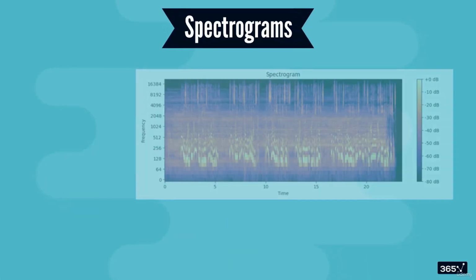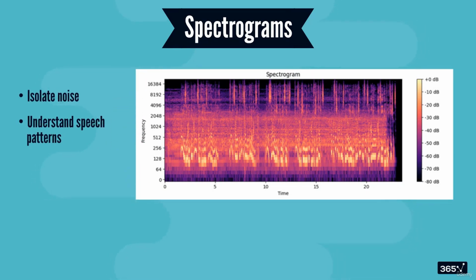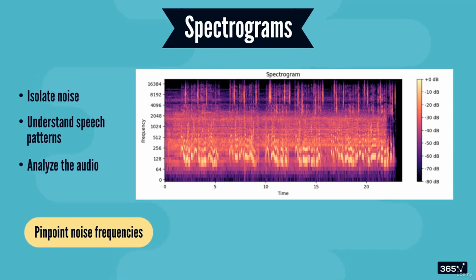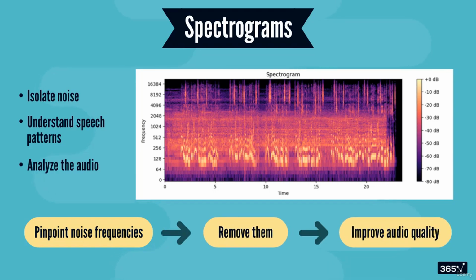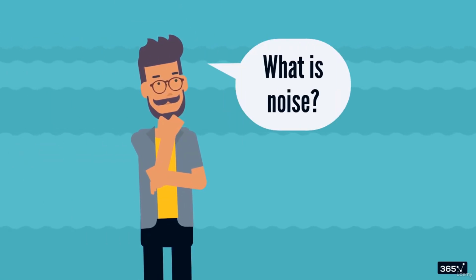They show how the frequency content of a signal changes over time, making it easier to identify and isolate noise, understand speech patterns, and analyze the audio in detail. Spectrograms allow us to pinpoint the frequencies responsible for unwanted noise, remove them, and improve the quality of our audio files. But what exactly is this noise?